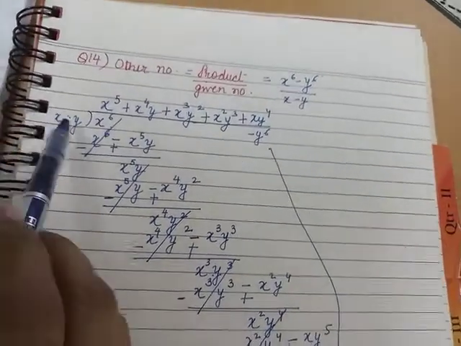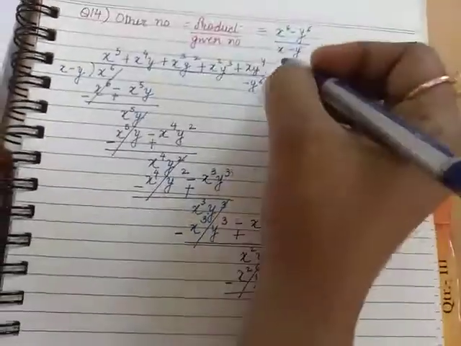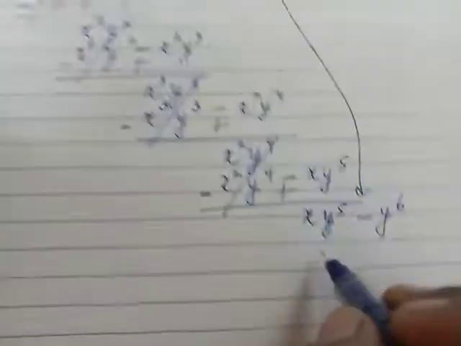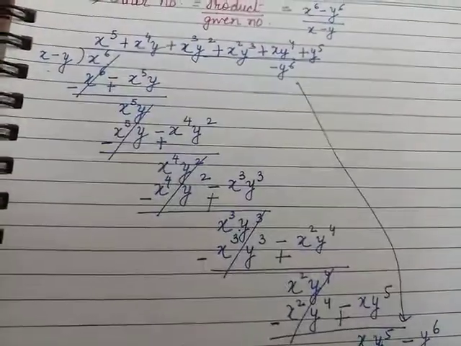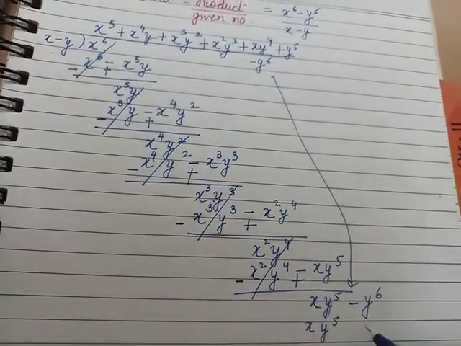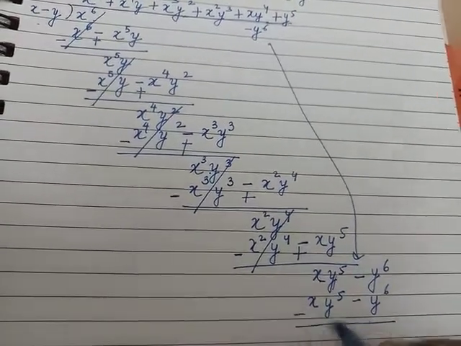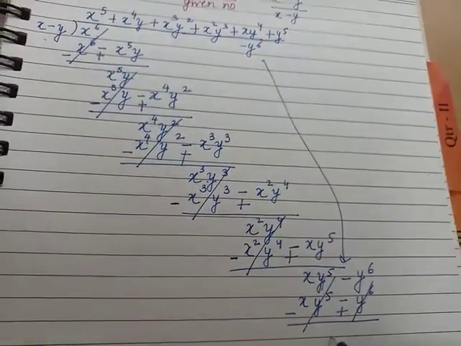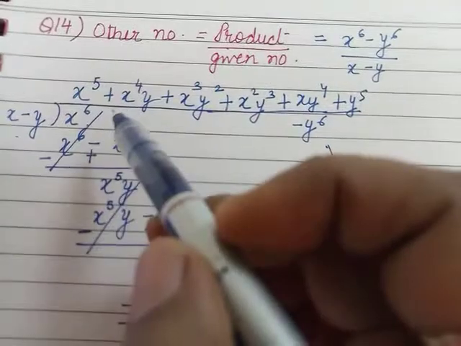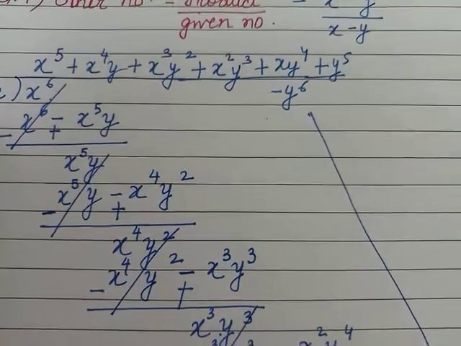Now x is already there, we have x, and y to the power 5 more is required. So I multiply it with y plus y to the power 5. When you multiply the first term, you will get x y to the power 5. When you multiply it with the second term, you will get minus y to the power 6. On subtracting, again this gets deleted. So this way we have completed the division. So the quotient is x to the power 5 y, x to the power 5 plus x to the power 4 y and so on.